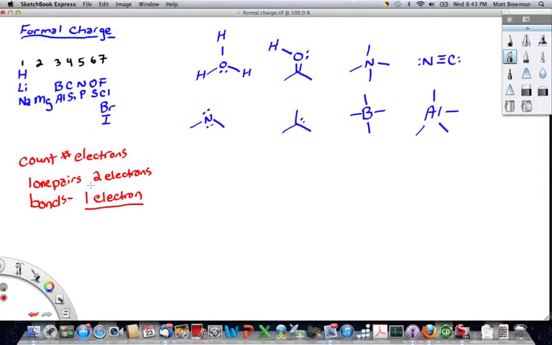So, once you have that count, what you do then is go back to a periodic table and find out which column, which family the element is in. So let's take a look at this molecule right here, H3O. Hydrogen is in group 1. I'm going to draw in 1. And it has 1 bond. And so what we're going to do is subtract that 1 electron from that 1 bond, and we get 0. That's the formal charge of the hydrogen.